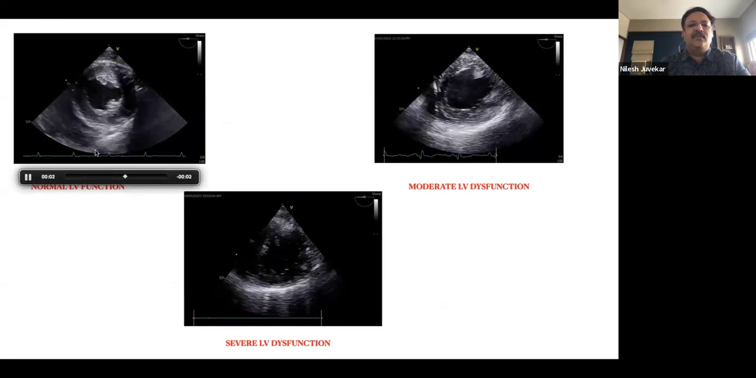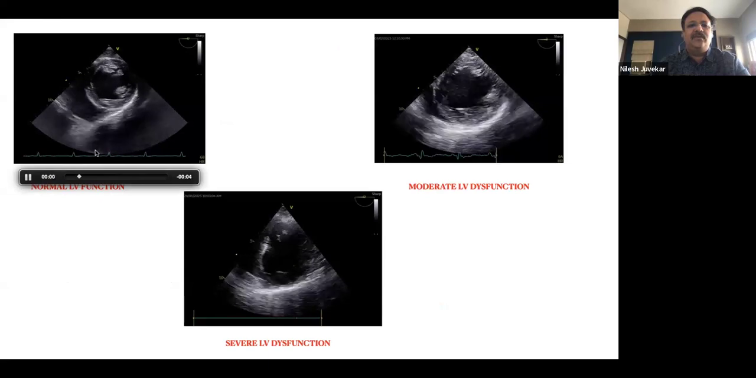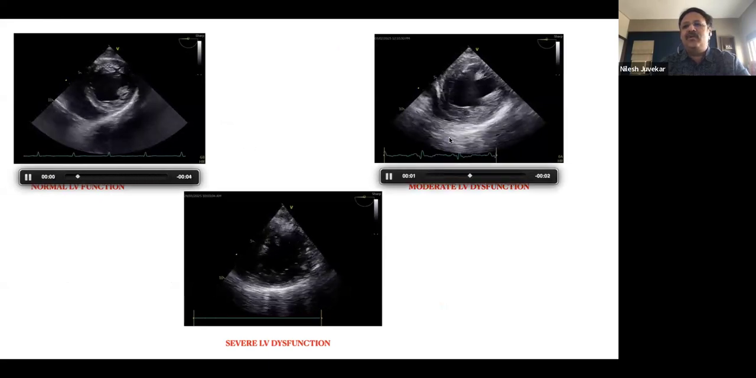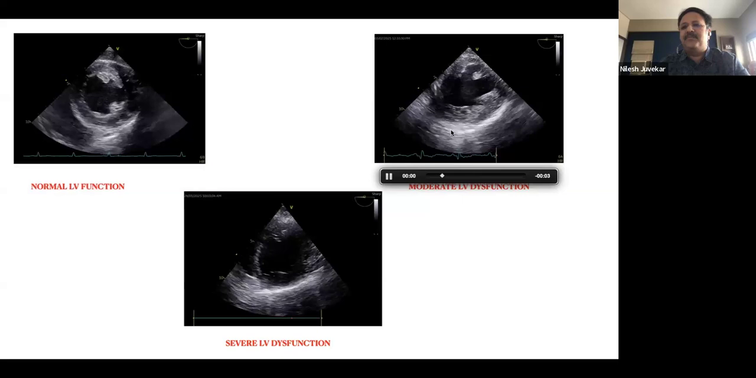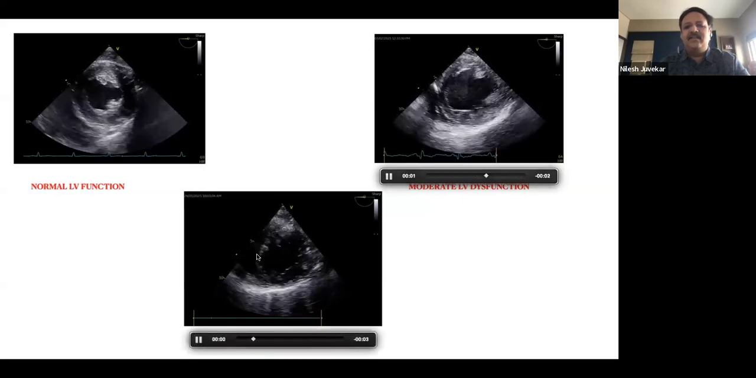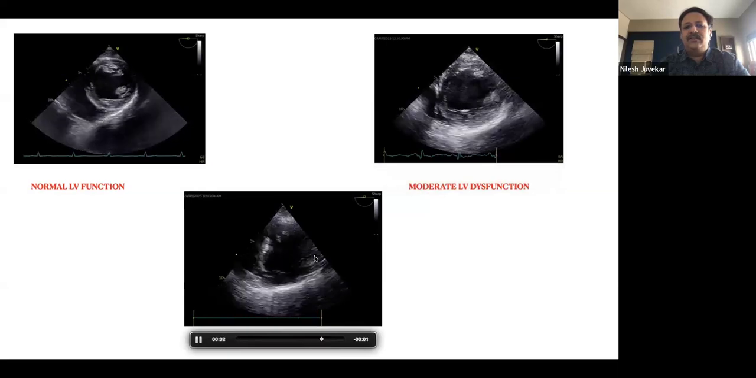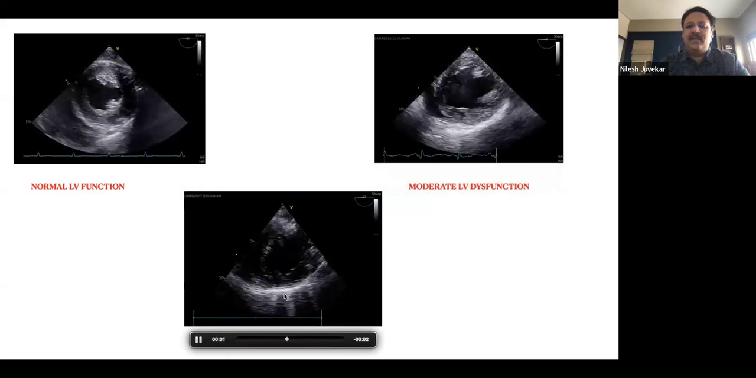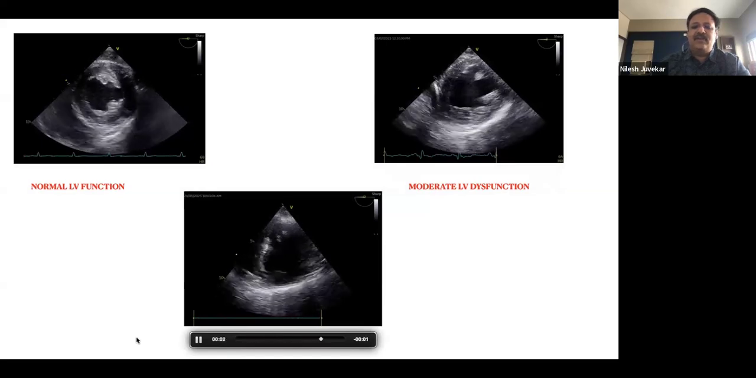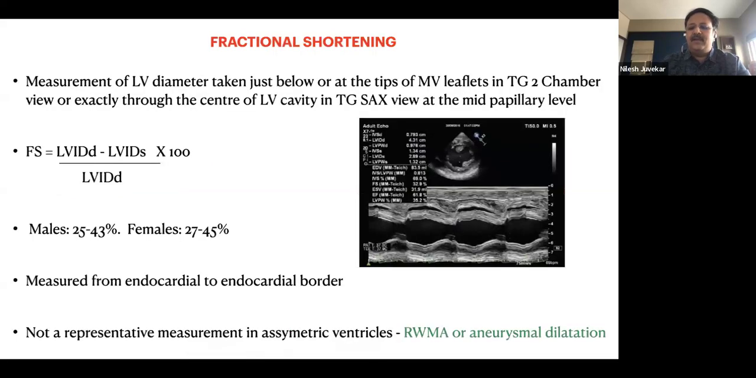Here, on the left-hand side, we can see that all these segments are moving very well, so this is a normal LV systolic function. While here we can see that overall the LV function is depressed, so it is moderate. And here, other than the septal wall, all the other segments are severely hypokinetic, so this can be classified as a severe LV systolic dysfunction. So this is by eyeballing.